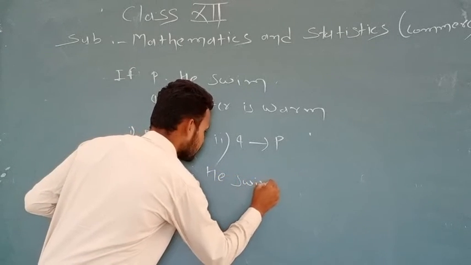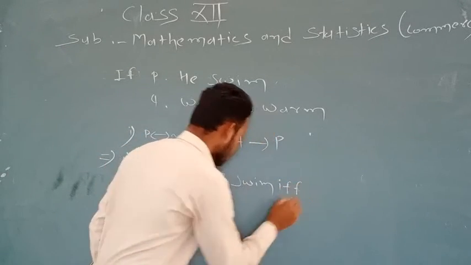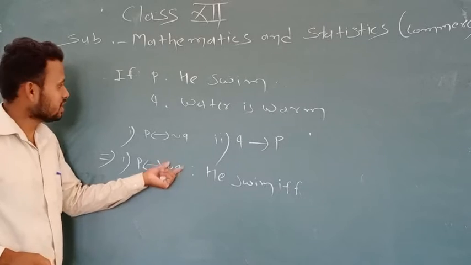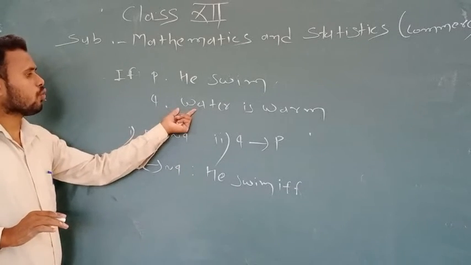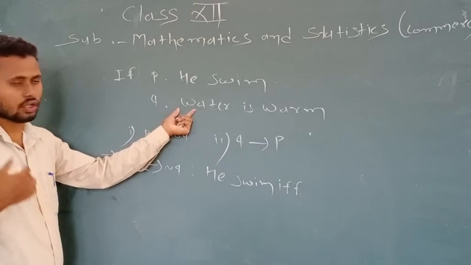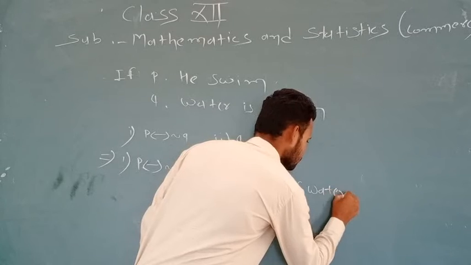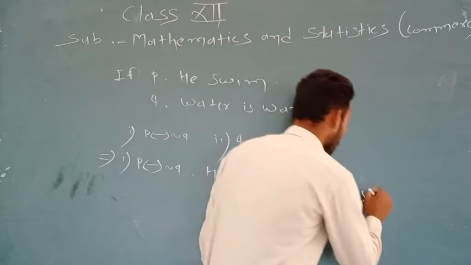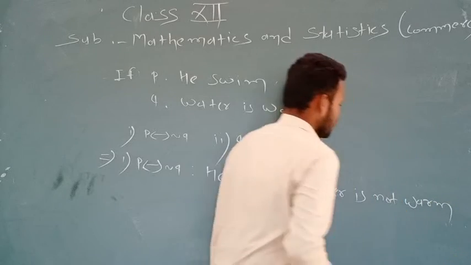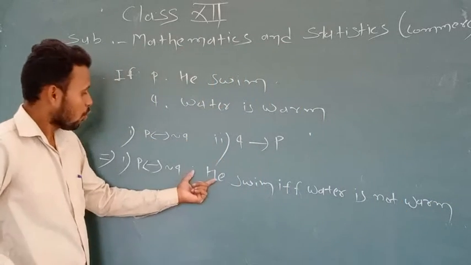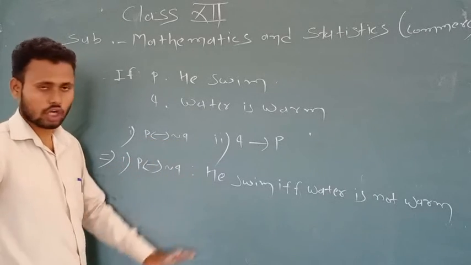P is the statement "he swims", then if and only if. Here negation of Q means the negation of the statement Q. Q is "water is warm", then its negation is "water is not warm". So: he swims if and only if water is not warm. This is the required verbal form of the given symbolic statement.